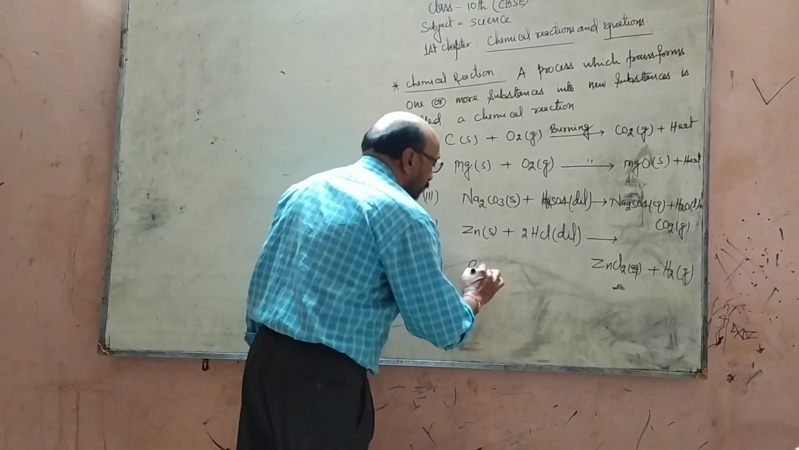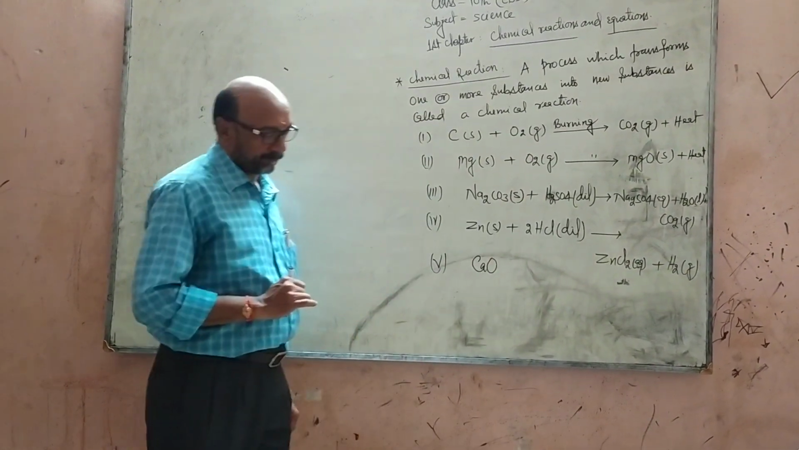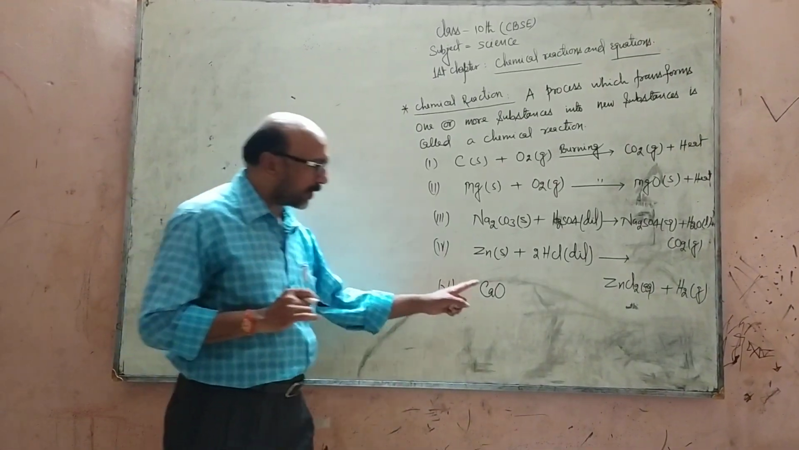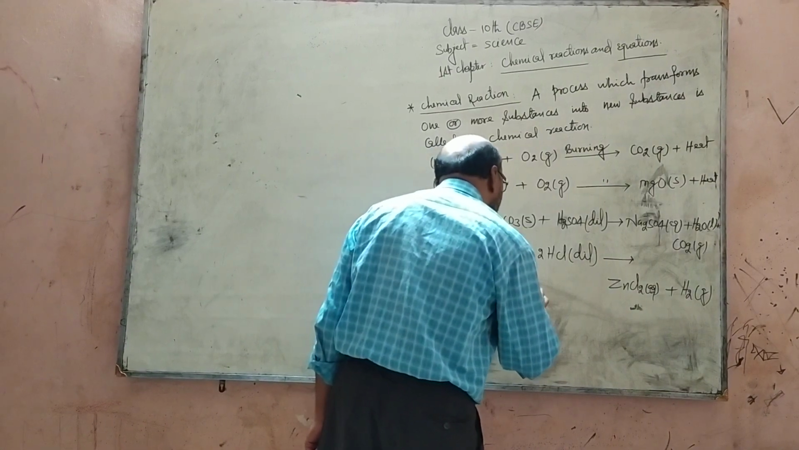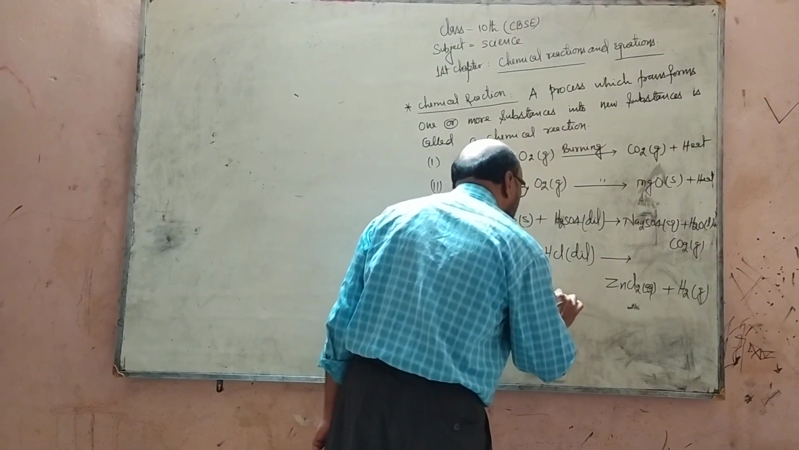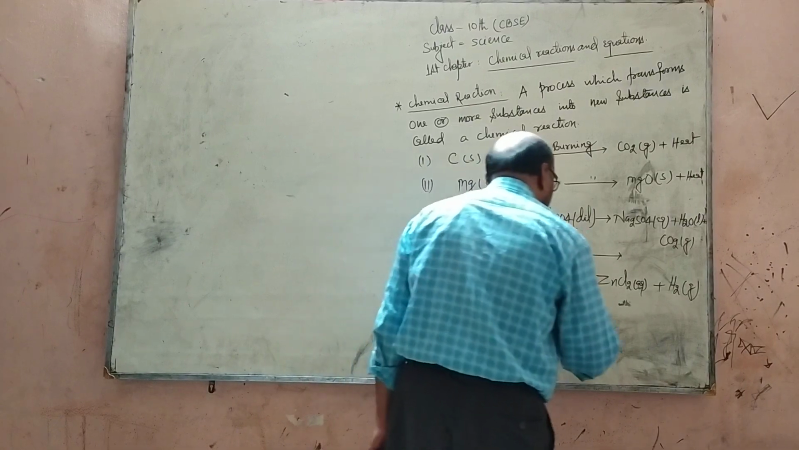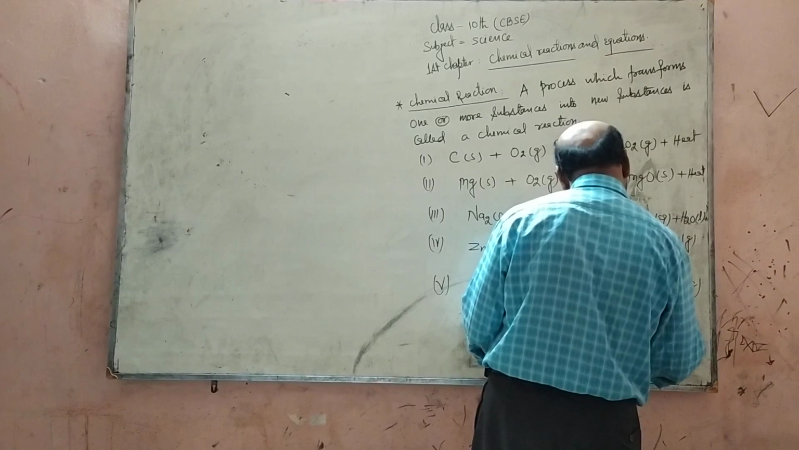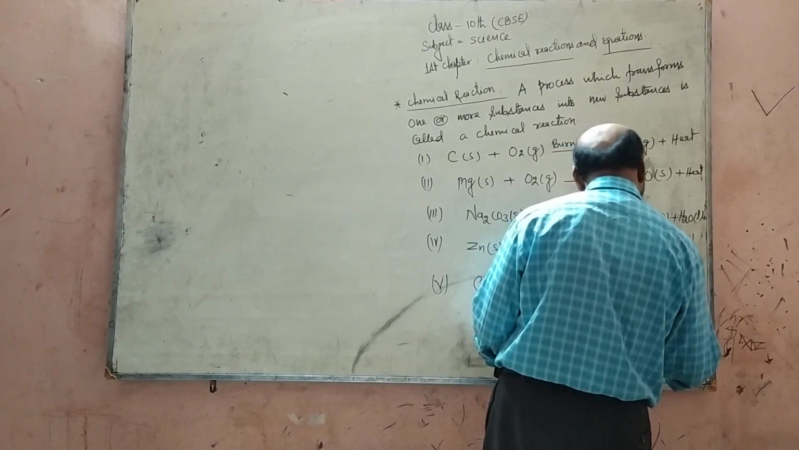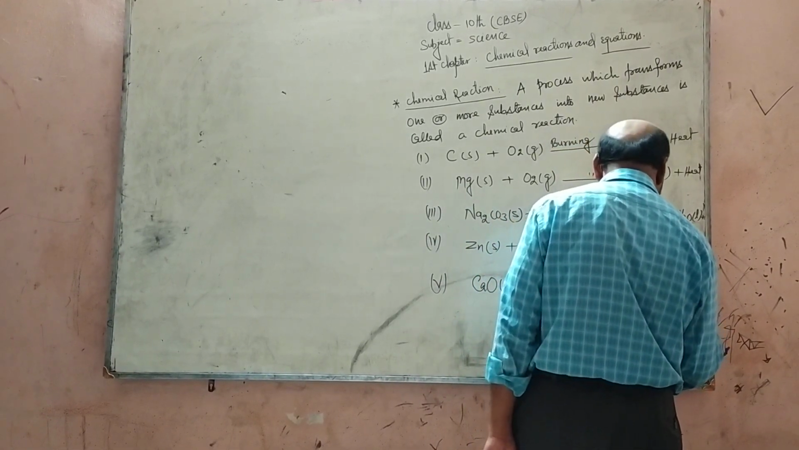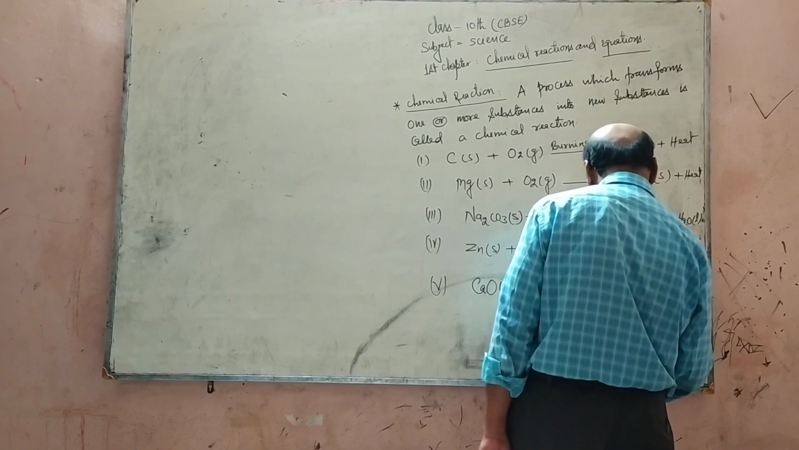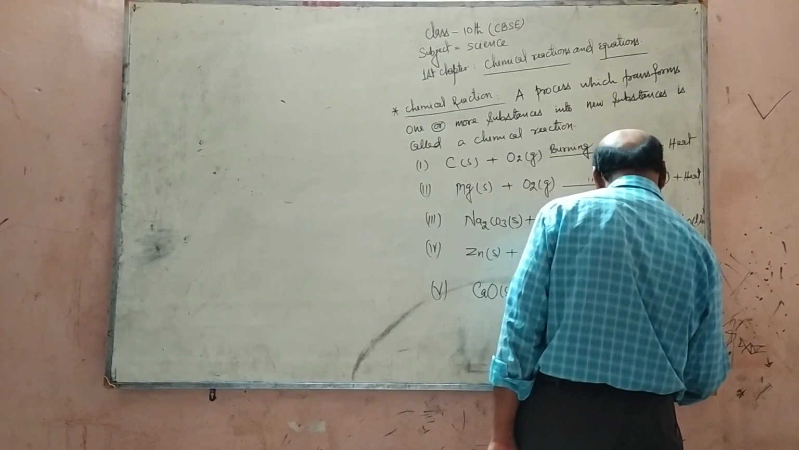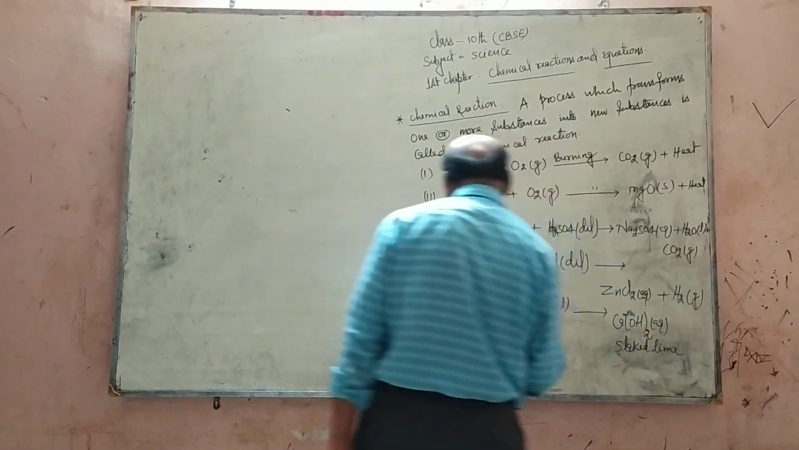Similarly, when we take lime, which is also called quicklime, the chemical name of quicklime is calcium oxide, it reacts with water. Water is in liquid state, and it forms calcium hydroxide, whose state is aqueous. It is called slaked lime. Slaked lime, and this is called quicklime.